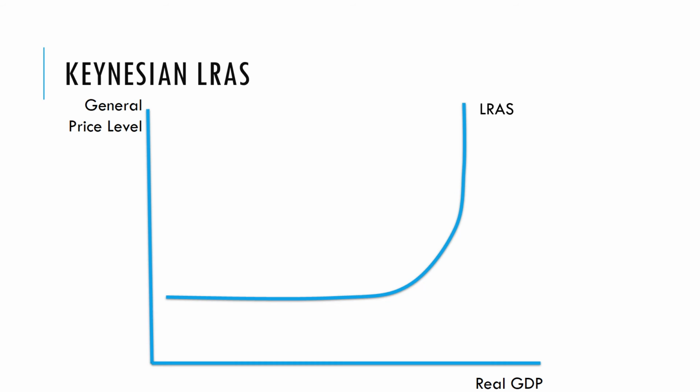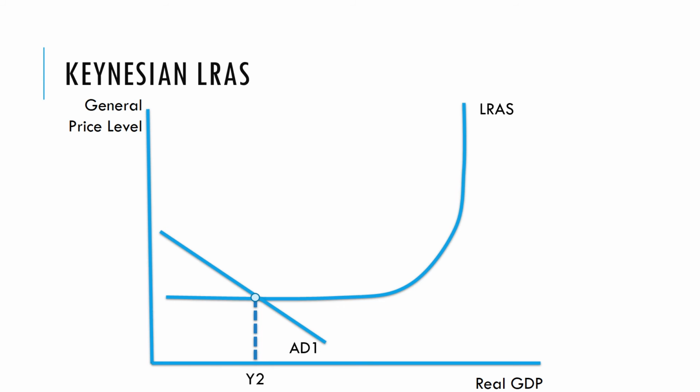Now in the classical version, the vertical line, we concluded that any change in aggregate demand would only change the price level. But if we believe the long-run aggregate supply curve looks like this, then actually we might draw slightly different conclusions. So for example, if we imagine that the level of aggregate demand in our economy is here, consistent with a level of output Y2.